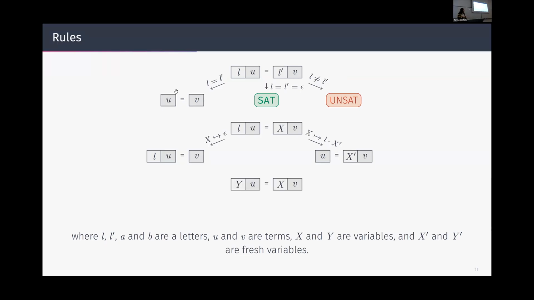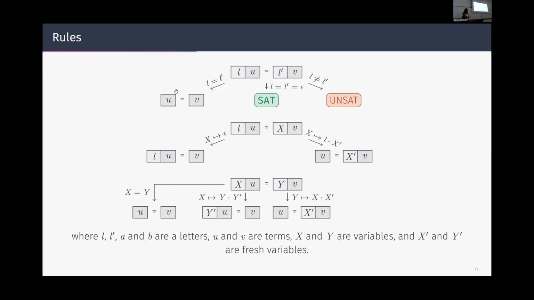And finally, for the case of two variables at the beginning, either they are the same variable, so in that situation we can just discard them. Or they are different, and we have 2 rules which are symmetric. We map one variable to the other one plus an additional fresh variable, and we continue. Or we just map a variable to the other one, we discard both, and we continue with the rest of the equation. So those are our 7 rules.